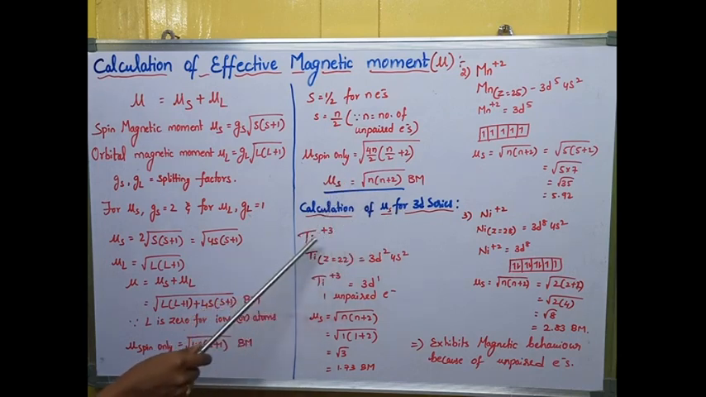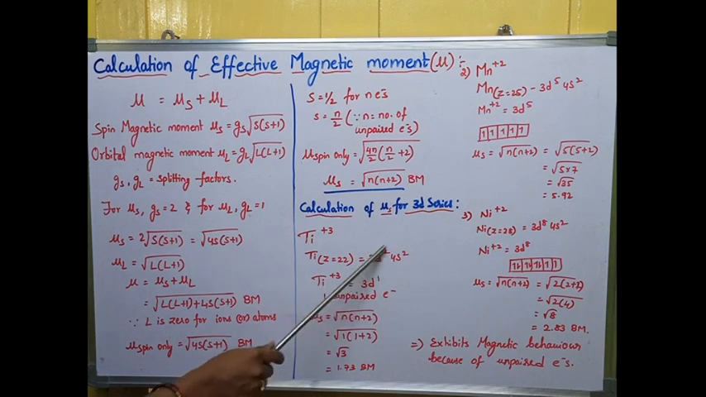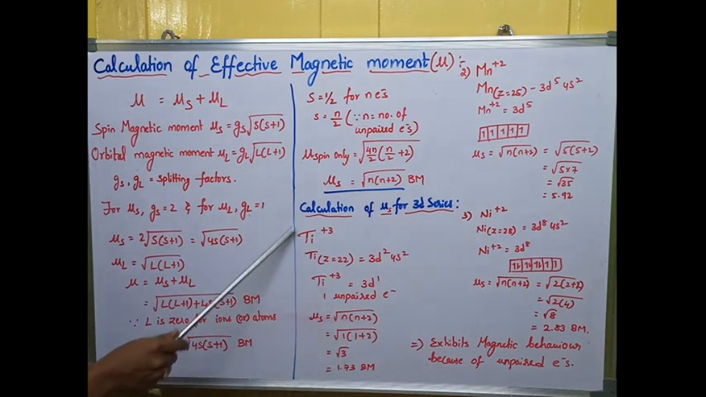Firstly I am calculating for Ti plus 3. This is the titanium plus 3 oxidation state. Titanium is an element with atomic number 22. You know already, valence configuration 3d2 4s2. So for titanium plus 3 I am writing 3d1, because plus 3 means remove 3 electrons. One unpaired electron is present now in the d orbital. Substitute that value: root over 1 into 1 plus 2, root over 3. Now this calculation gives 1.73 Bohr magnetons. This is the calculation of the spin only formula for Ti plus 3.